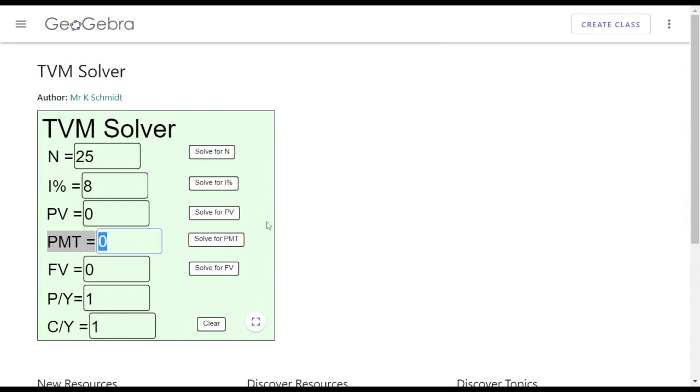PMT we have is $30,000, and we're taking money out, so that's why it's positive. FV, we want that to be 0. Again, since it's a retirement account, in theory we want to go through all the money. Both of these are equal to 1. We're solving for PV. We get negative 320,000.